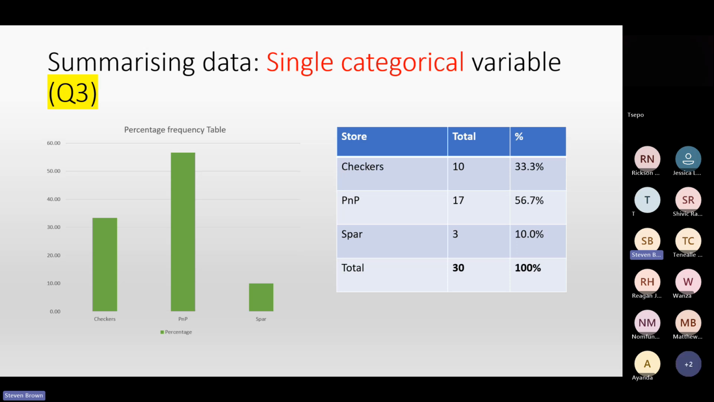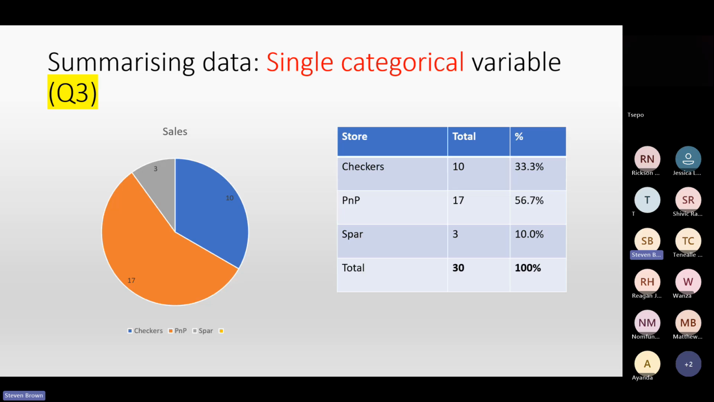Or they can ask you in question 3 to draw a pie chart with the same set of data that I've shown you here. What do you need to do? It'll generally be a percent. So if they give you 10, 17, and 3, you will calculate the percentages up to 100.